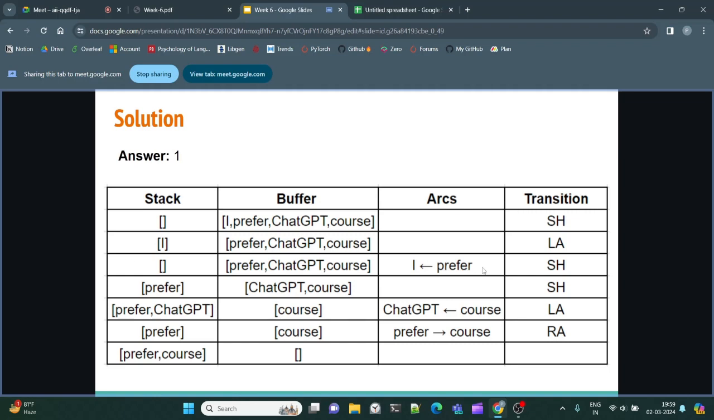Next, what should I do? Since the stack is empty, following the discussion we had in the first step, I cannot take a left arc, right arc, or reduce. None of them are feasible. I can only do a shift transition. In shift, I take the word at the top of the buffer and place it on the top of the stack. So here prefer has gone to the stack, and what remains in the buffer is ChatGPT and course.